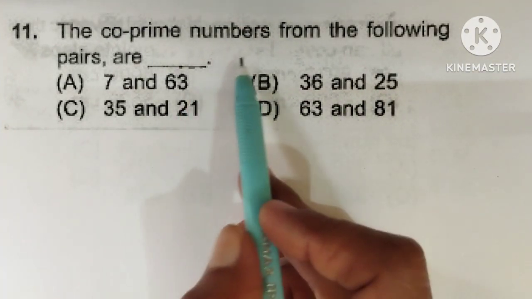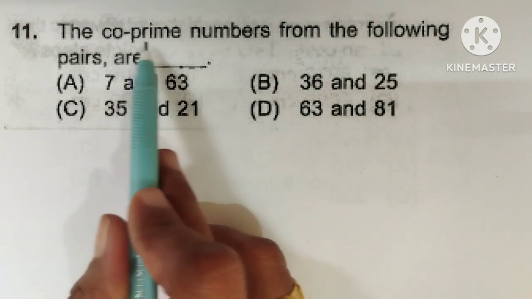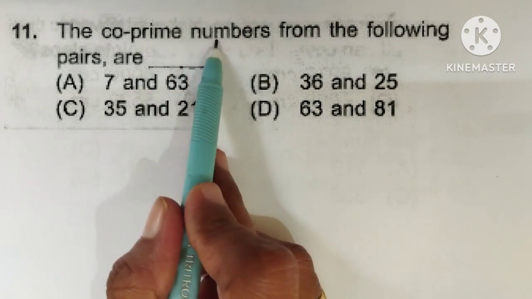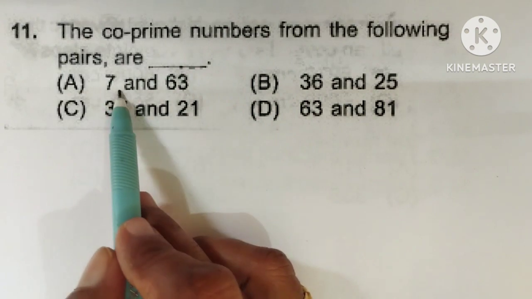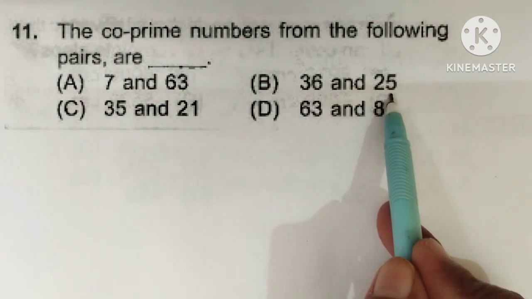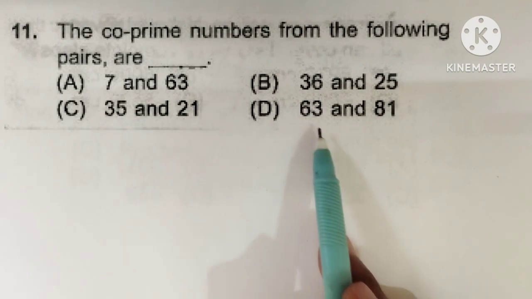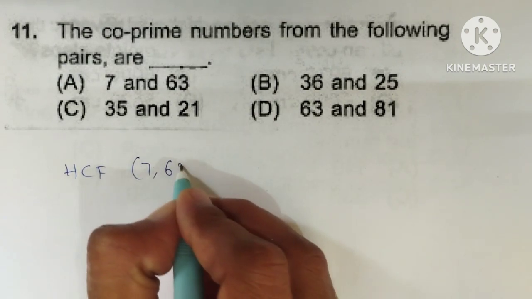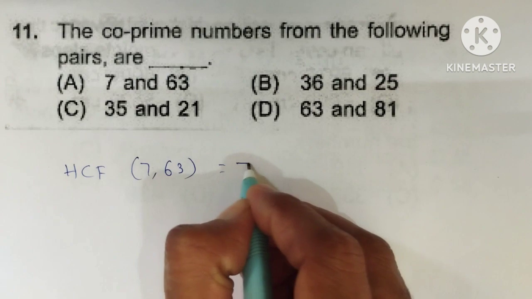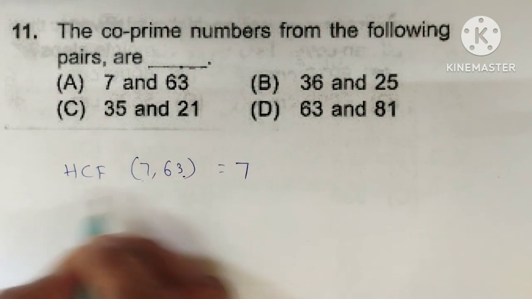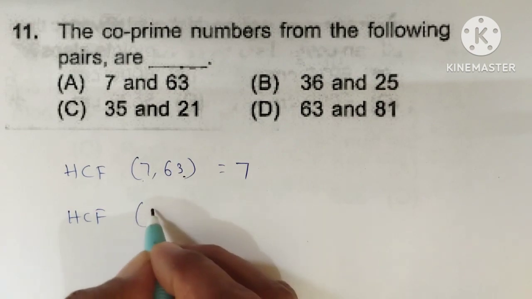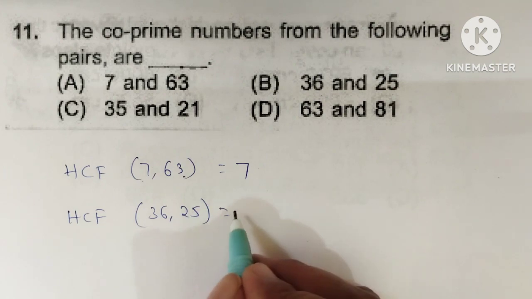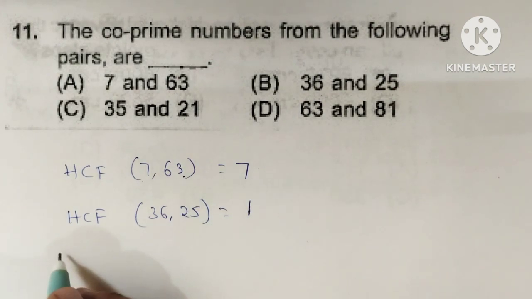11th question, the co-prime numbers from the following pairs are. Here co-primes means the highest common factor of the numbers is only 1. So here 7 and 63, 36 and 25, 35 and 21, and 63 and 81. So the highest common factor, that is HCF of 7 comma 63, is equal to 7. In the 7 table both will be. So 7. HCF of 36 and 25. They are not having any common factor. 1 is the common factor.